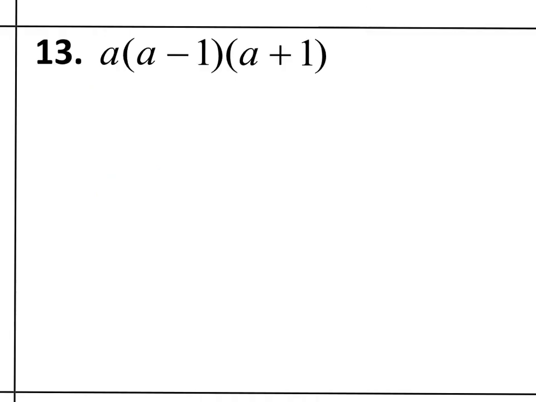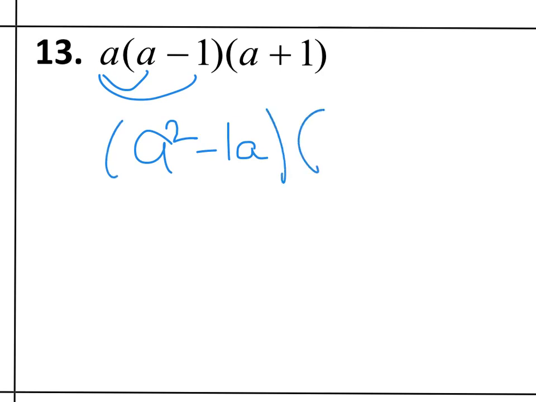So on this one, what I would do first is distribute this a onto this first term, and then I would have 2 binomials that I could put in my box. So a times a is going to give me a squared, and a times negative 1 is going to give me minus 1a, or just minus a, either way you look at it. And then we're going to multiply that by a plus 1.